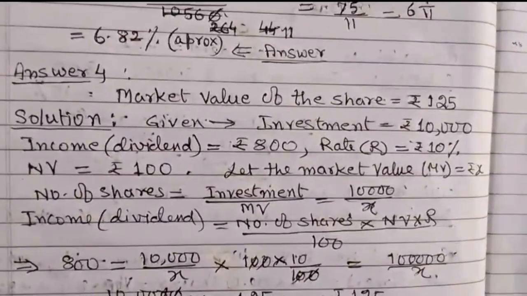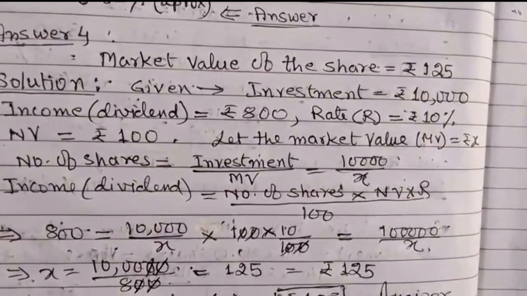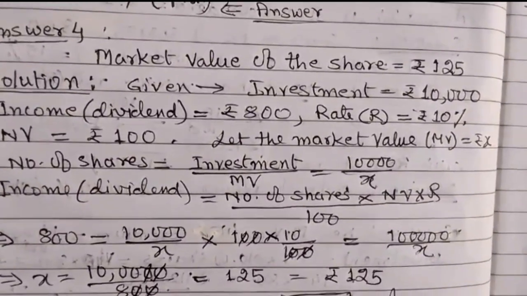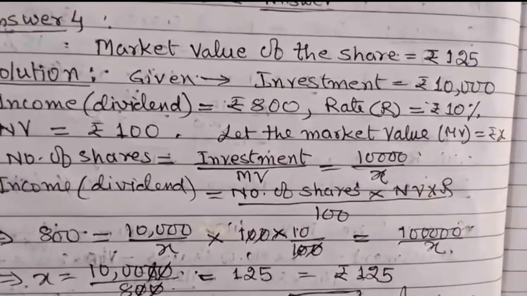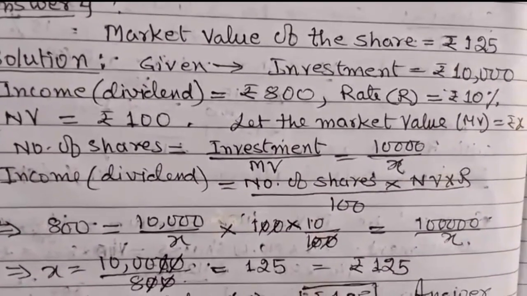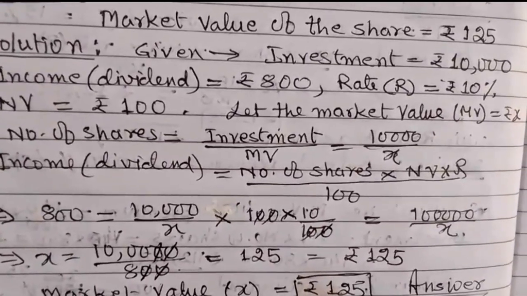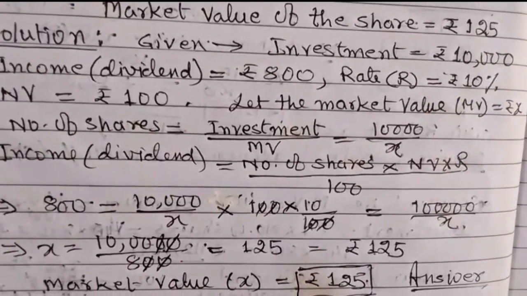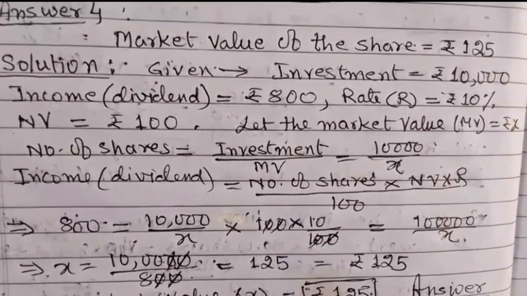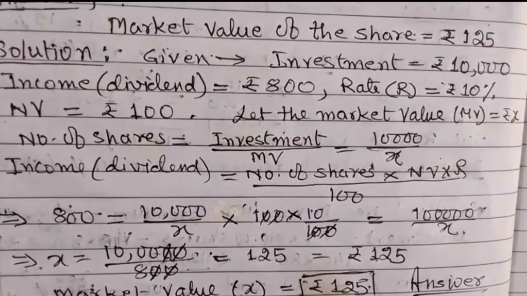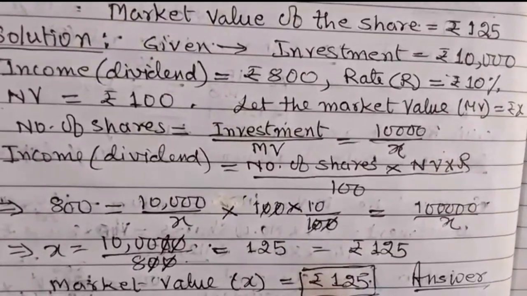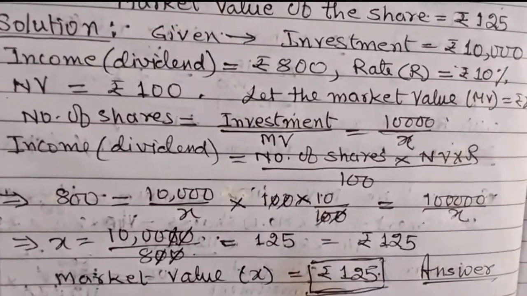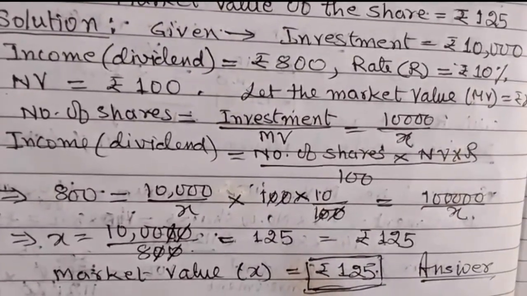Now, answer to question number 4. It is given that the man's investment is 10,000, his income or dividend is 800, the rate of dividend is 10%, and nominal value is 100. We have to find out the market value. Let us assume the market value is rupees X per share. So the number of shares will be investment divided by market value, that is 10,000 divided by X.